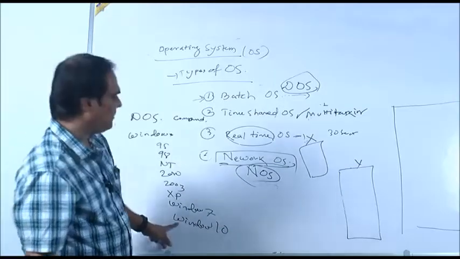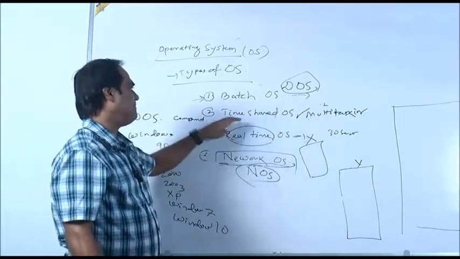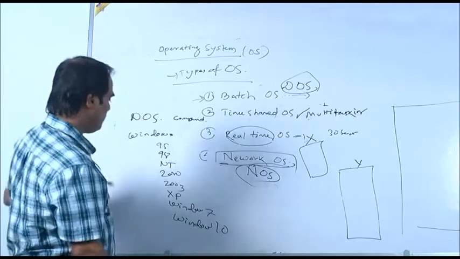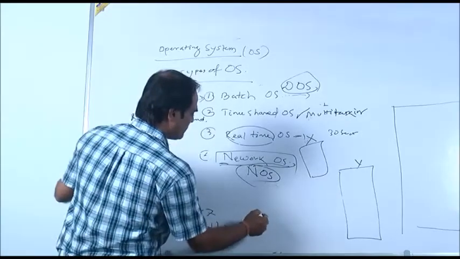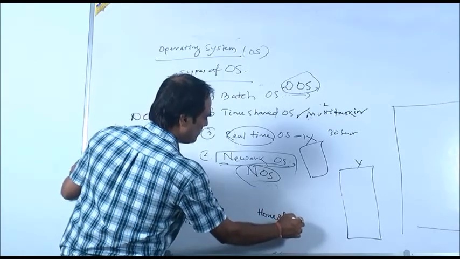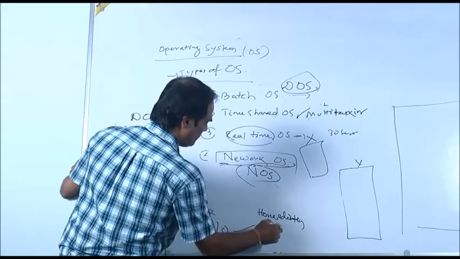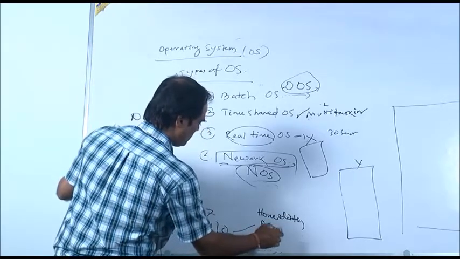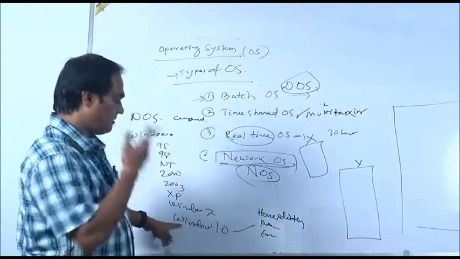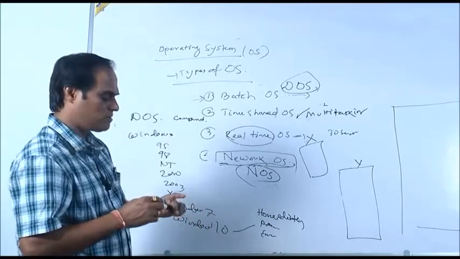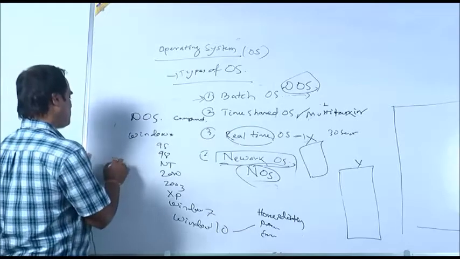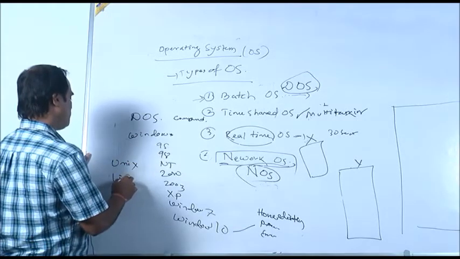This Windows 10 has all the features, that means whatever real time, time shared, batch, network, you will get everything in the Windows 10 operating system, but it depends on the edition. Are you using the home edition, or professional edition, or enterprise? So, we can say which operating system we will use for what purpose. Apart from that we also have different operating systems, Unix operating system, Linux operating system.